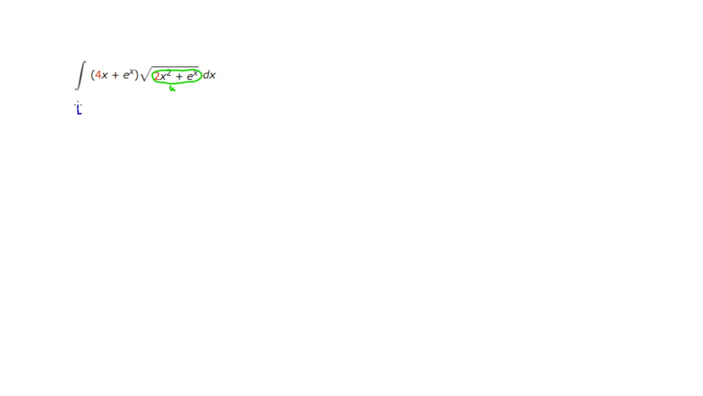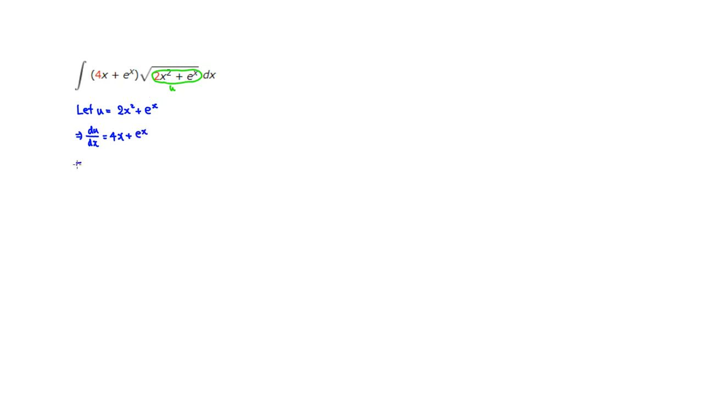So we're going to let u be 2x squared plus e to the x. Right? Then we can take the derivative, du over dx is equal to 4x plus the derivative of e to the x, which is e to the x.